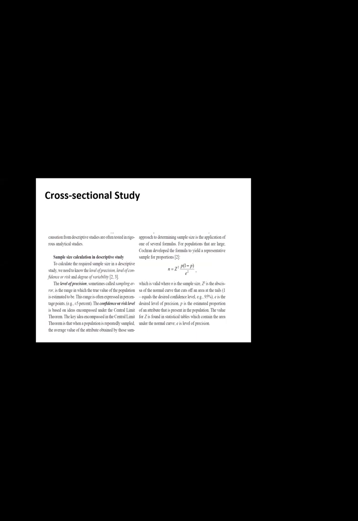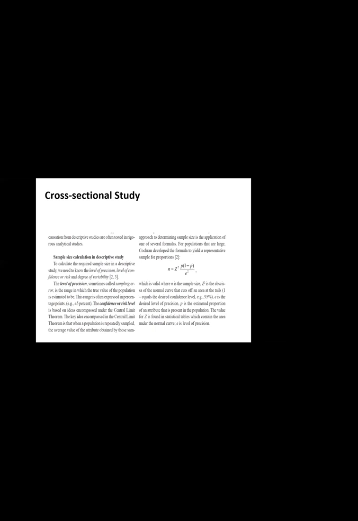So he asks, what if the prevalence is not known? If the prevalence is not known, the population size is not known, and nobody has done this study, what you do is assume 50%. We call it maximum variability. So you assume that 50% have the disease and 50% do not have the disease. In this case, P is going to be 0.5, then 1 minus 0.5, then you go.